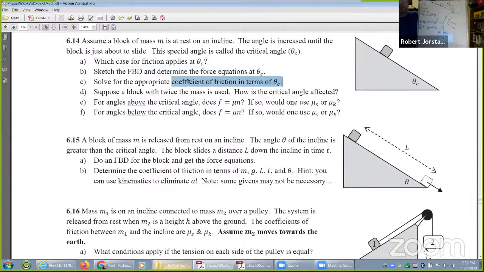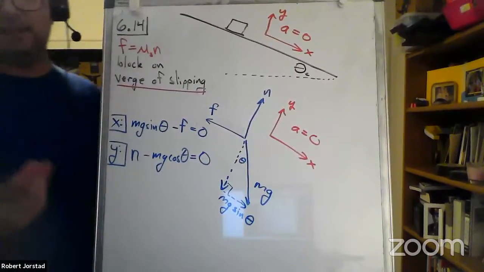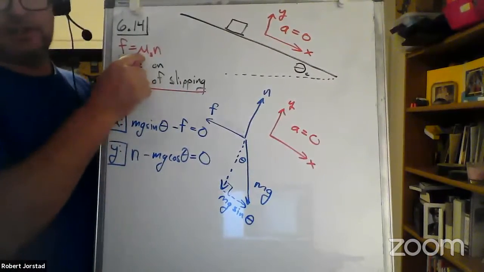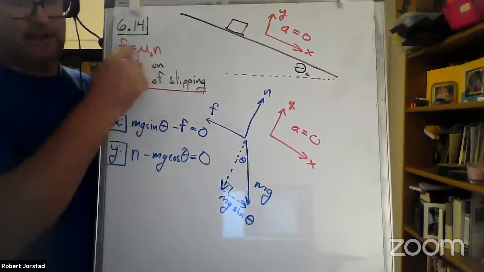Okay, so we're trying to solve for the appropriate coefficient of friction. So here's the deal. We're trying to get this coefficient. We're not trying to get F. We're trying to get the coefficient. So that means we need to get it involved.